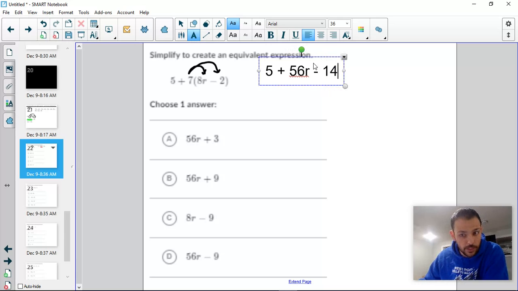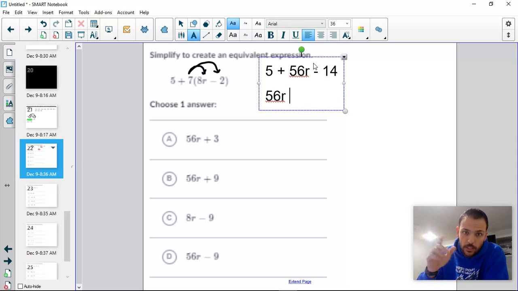All right, but I'm not finished. I have like terms, right? I have a 5 and I have a minus 14. So the 56r, I'm just going to go ahead and bring it down. There's not anything else with r's. That part's good. All right, so I know it's either A, B, or D at this point, but I don't know if it's plus 3, plus 9, or minus 9.